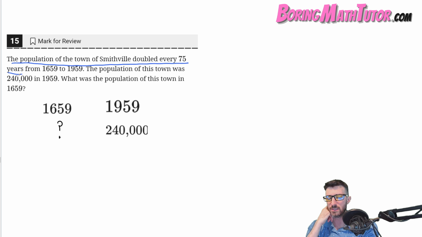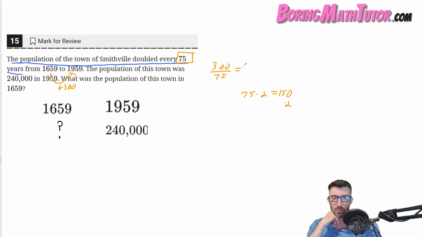But how many doublings would we have? Well, how many chunks of 75 are found between 1659 and 1959? Well, that's an extra 300 years. So how many 75s fit inside of 300? Well, you could throw that in Desmos if you want, but the answer is 4. One way to calculate that by hand is just simply to realize 75 times 2 is 150. And then if I multiply that by 2, I would get to 300. So anyway, answer is 4. That's how many doublings I will have.